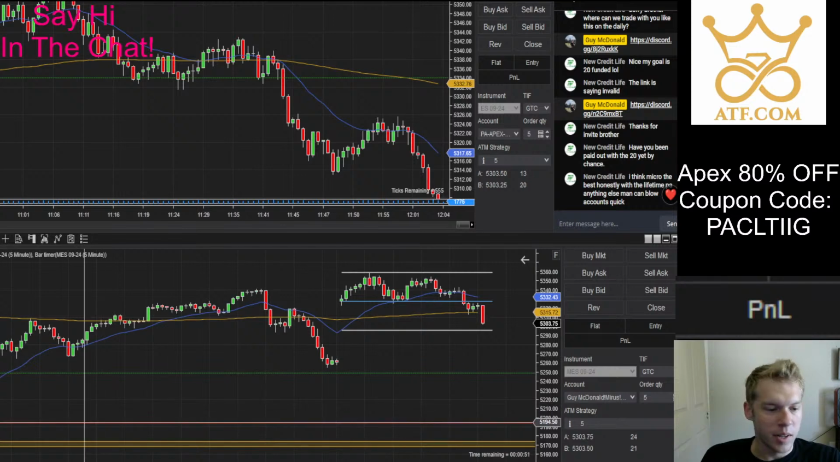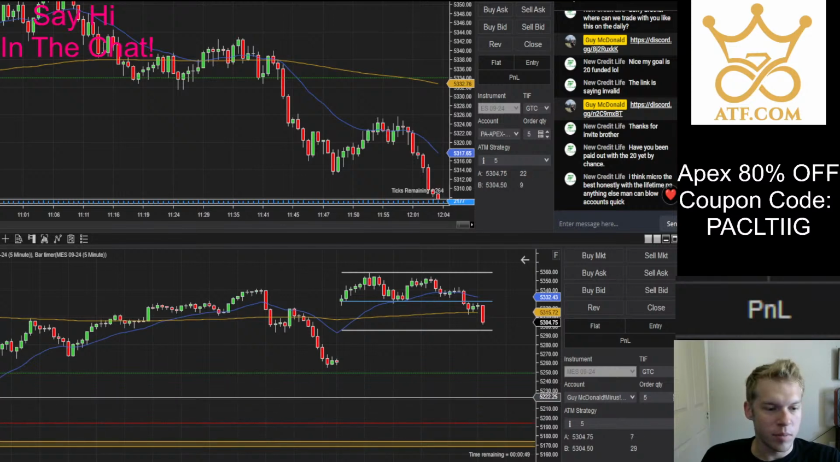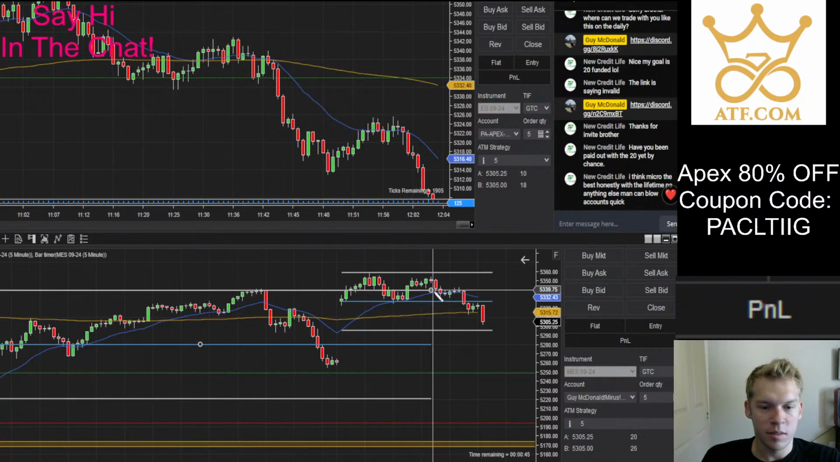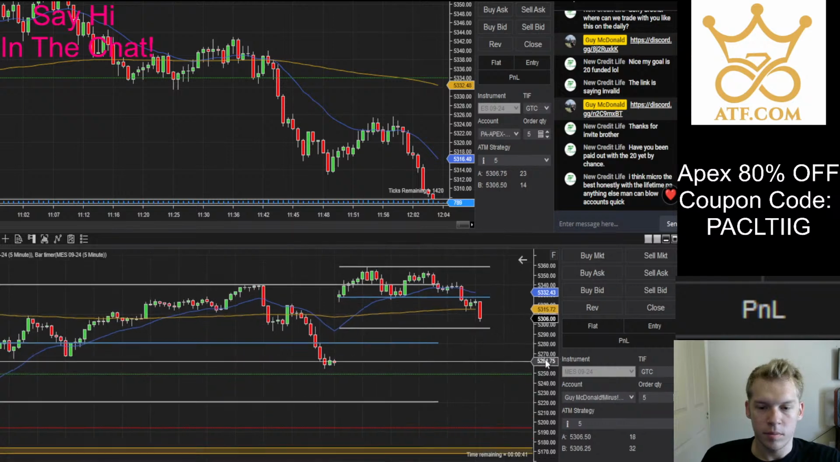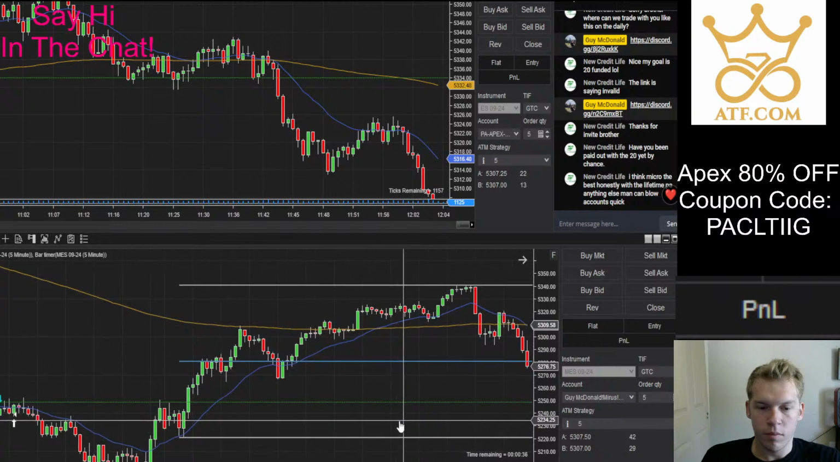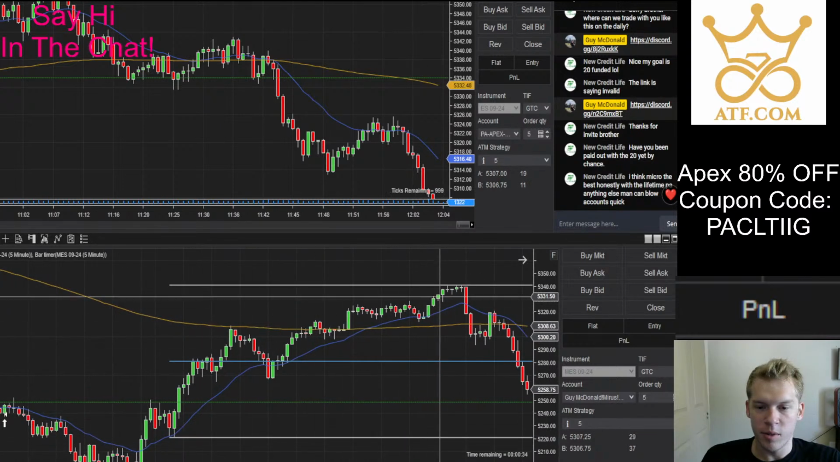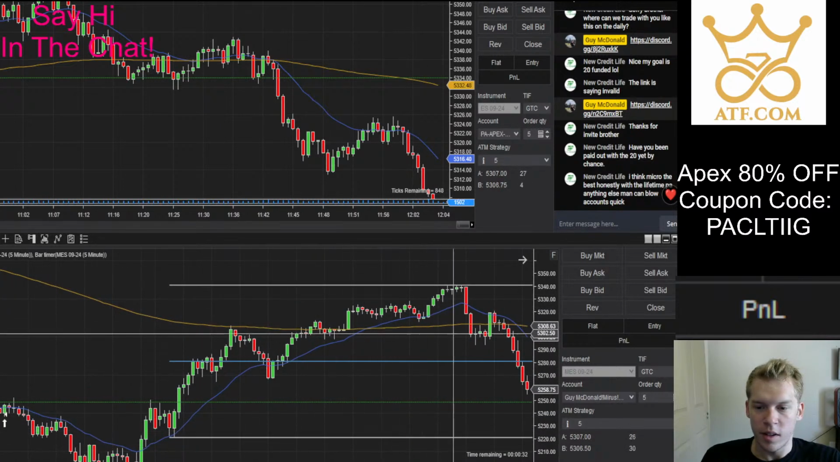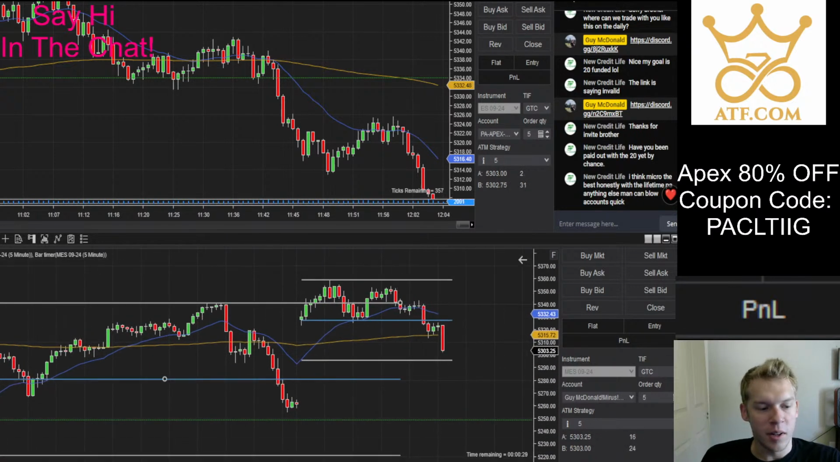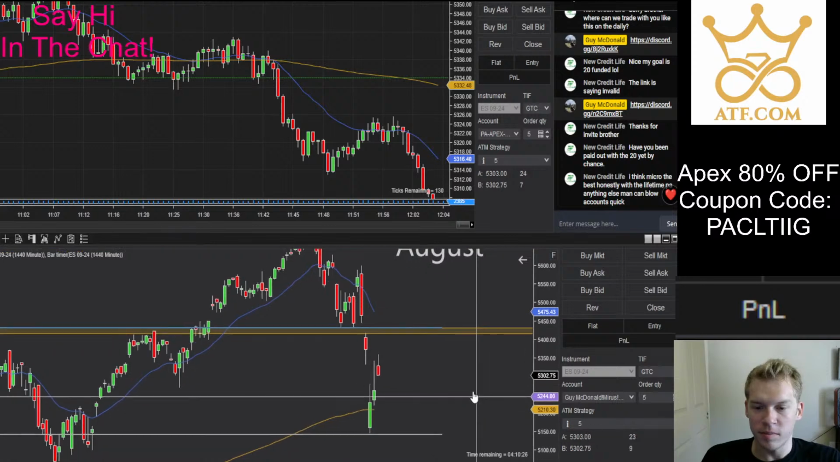Price I want to look at is also the 50% pullback of yesterday's range. So this is yesterday's range, and 50% pullback puts us here. Now I'm doing that because look at the daily chart.